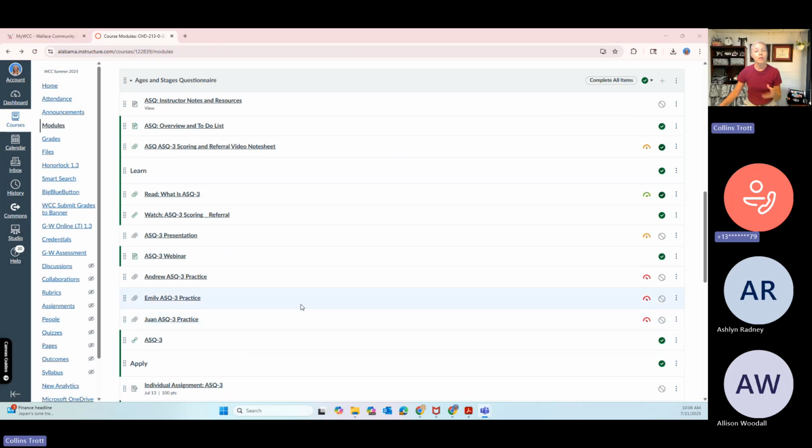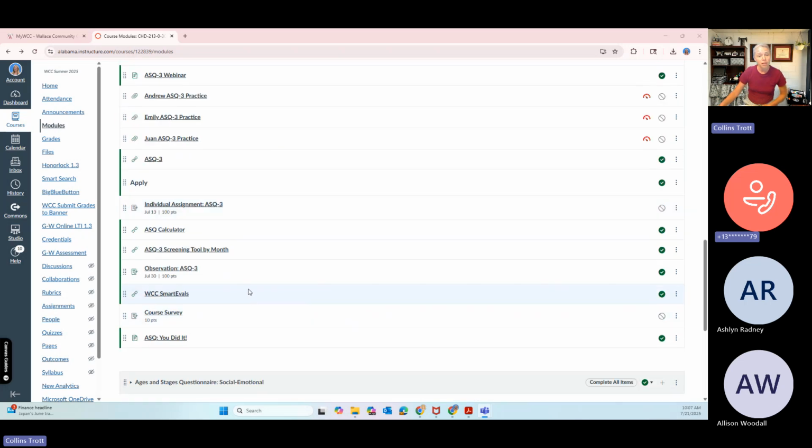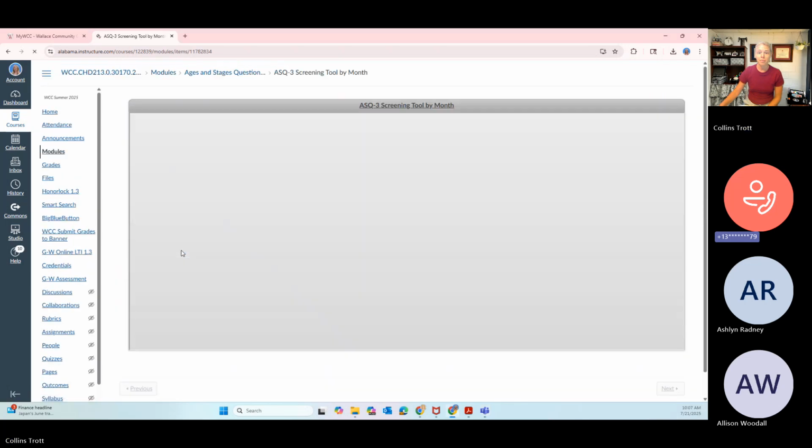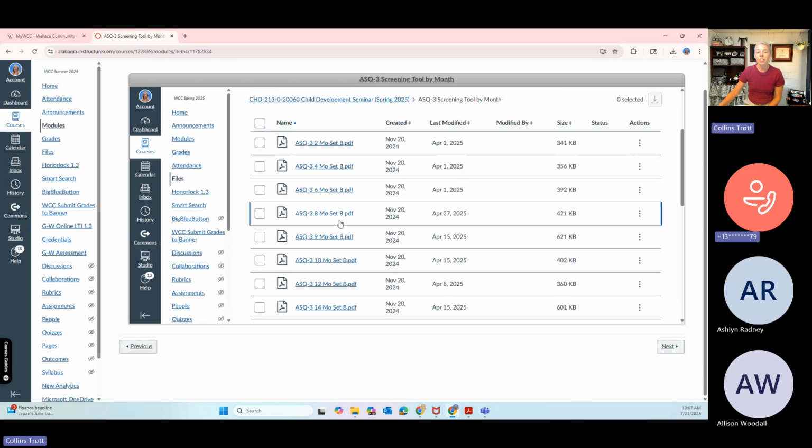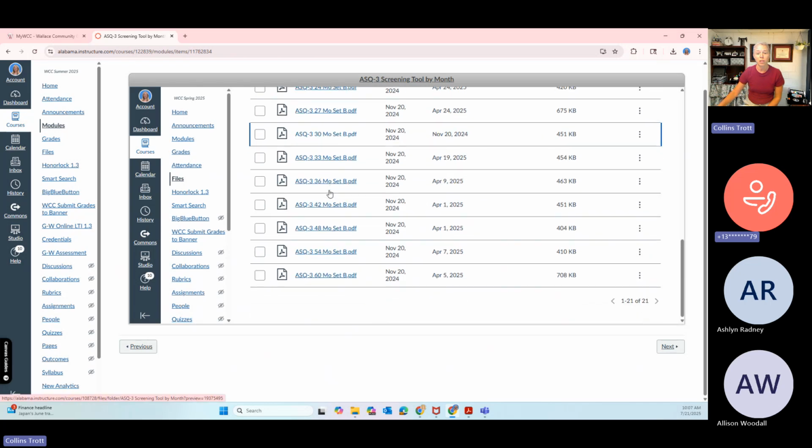The other thing that you're going to need to know is where you are going to find the one that you need for the student that you're going to do these screeners on. If I scroll down right underneath that ASQ calculator, you're going to see the ASQ screening tools by month. It's going to take you to these files. And here you can see the month. So this is 2 month, 4 month. Remember the one that we just did, it said 30 months. So I'd be scrolling to the one that says 30 month.